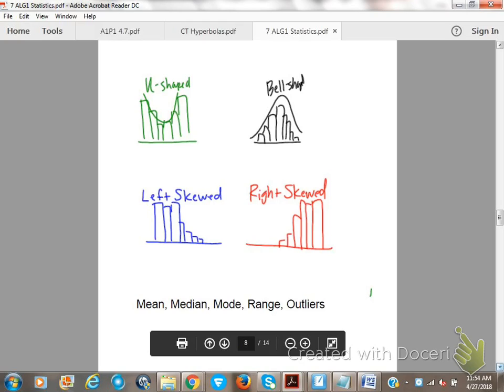I've heard skewed before. Right skewed, left skewed. For a histogram, if the large rectangles are pushed to the left, it's left skewed. If they're pushed to the right, it's right skewed.